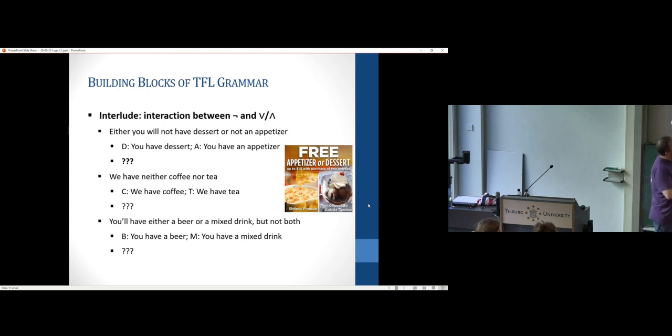Either you will not have a dessert or will not have an appetizer. So basically this is my wife telling me you've got to stick to the diet, right? If we have D as you have dessert and A you have an appetizer, how would we symbolize this? Either you will not have a dessert or not an appetizer? Not the, and then an or, and then not. Right? Either it's not the case you'll have dessert, or it's not the case that you'll have an appetizer.